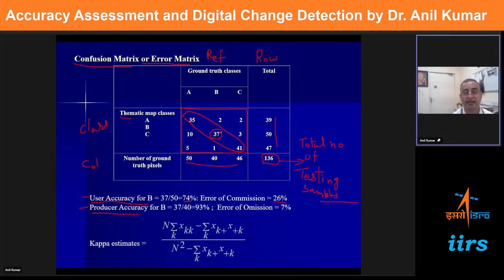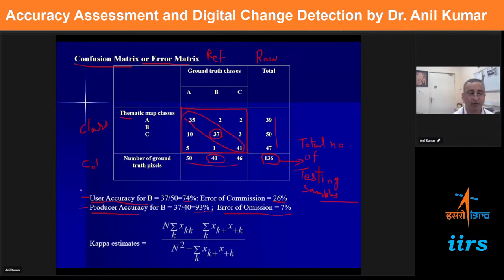So here, if you see again, 37 samples were correctly identified on the classified map for class B, and correctly identified these same samples on the reference map also, and that is 37. But the total number of samples identified on the reference map for class B were 40. So the producer accuracy for class B will be 37 divided by 40 multiplied by 100, it is 93%. And from this accuracy, you can also find out the error of omission, that is 7%.